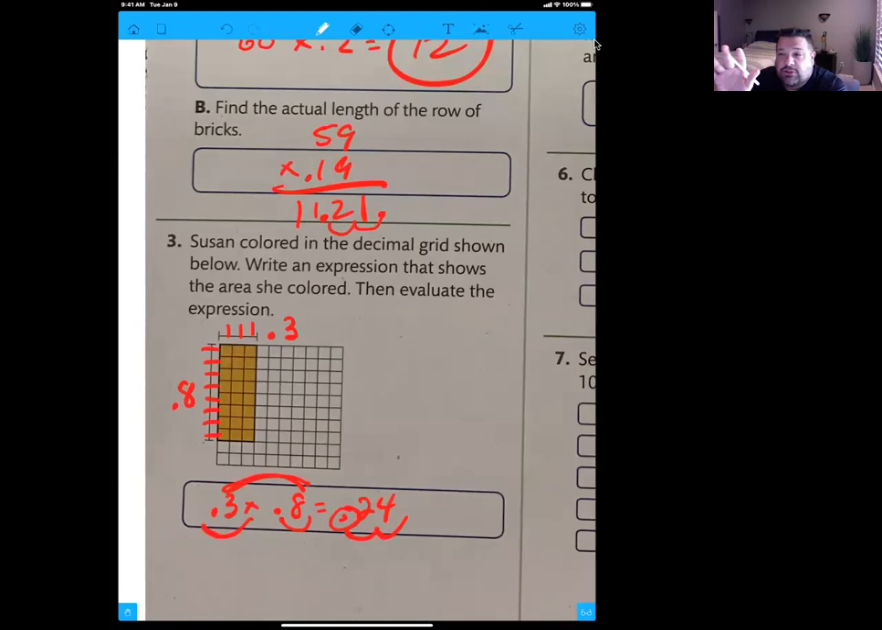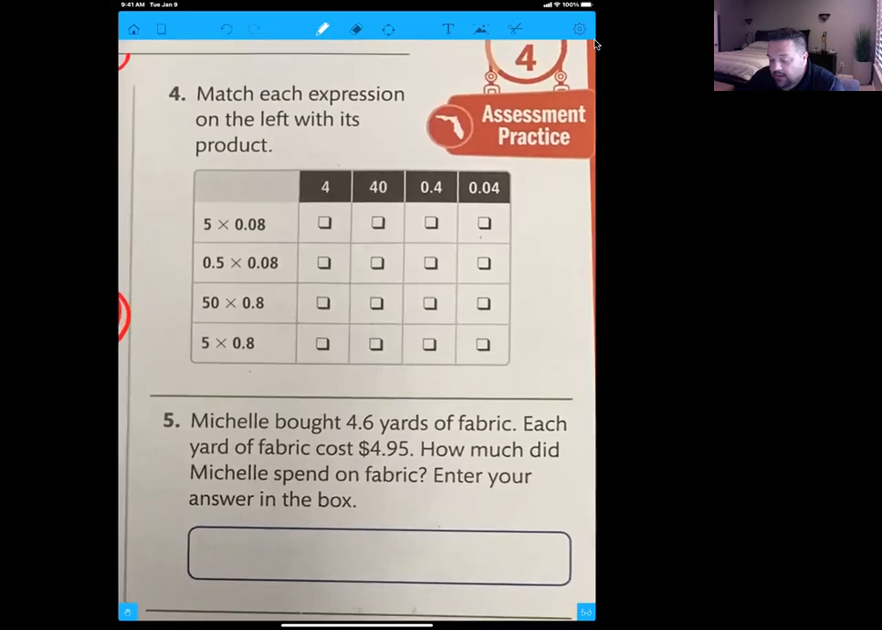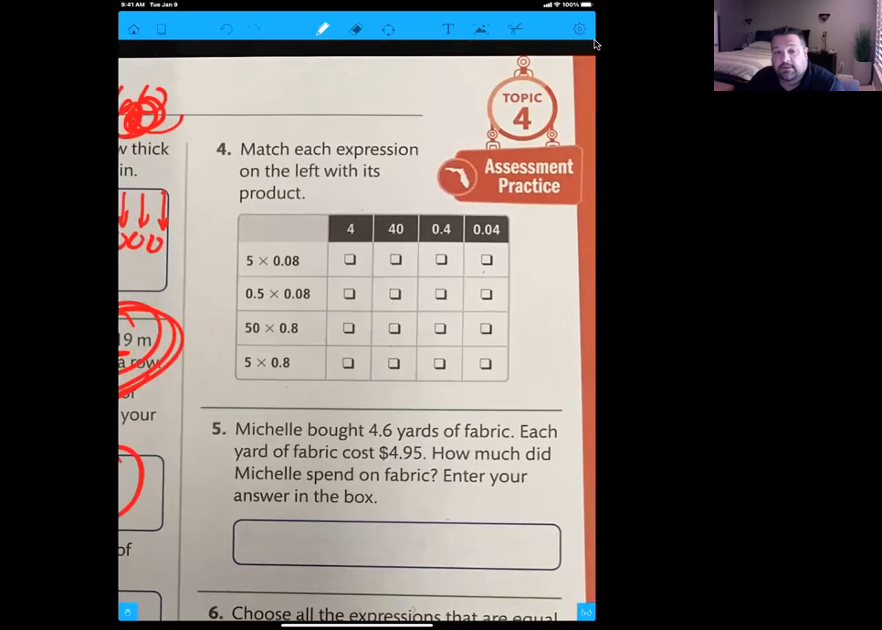So even if you weren't sure about that, there are 24 shaded in squares in there, right? And remember, that flat there, for our purposes, represents one whole, right? So each one of those pieces is a tenth. All right, pause and try to do number 4.